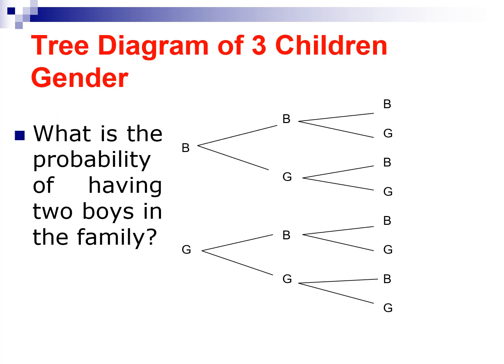So going back to the problem that we have about the 3 children, and the possible combination of the gender. So this is the tree diagram of that particular problem, and we are going to answer the question, what is the probability of having two boys in the family?